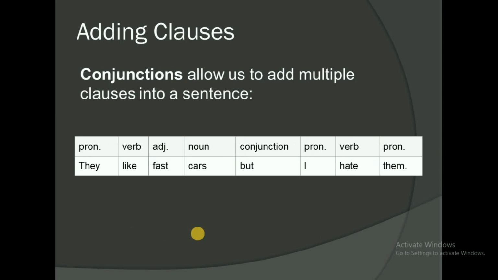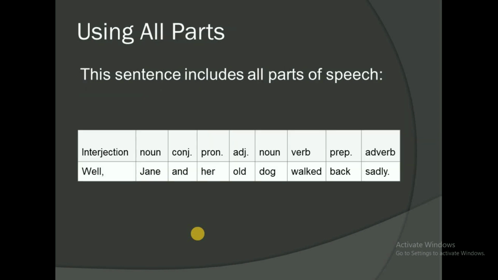Conjunctions can allow us to add multiple clauses to a sentence. So instead of just having an essay made up of simple sentences, we can use the words but and to build up multiple clauses. And finally, here we can see we have all the parts of speech making up a much more interesting sentence. To be honest, we don't often use the interjection, and it does sound a little strange here, but it occurs in spoken language and it can occur in written language.